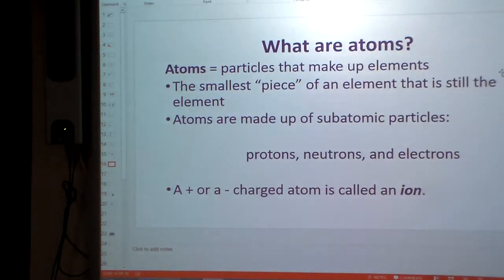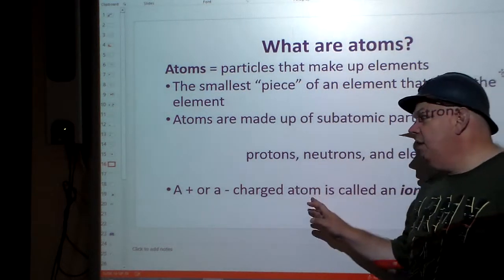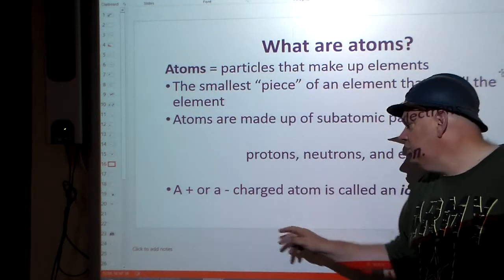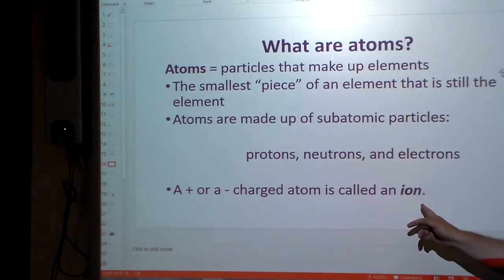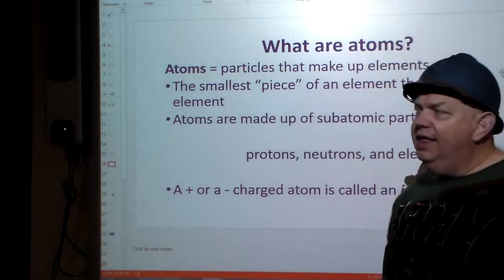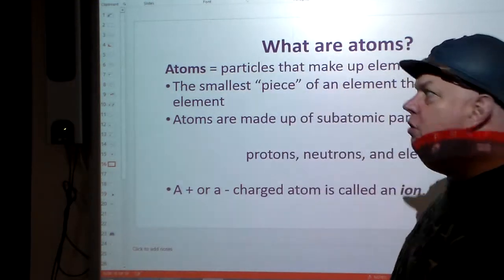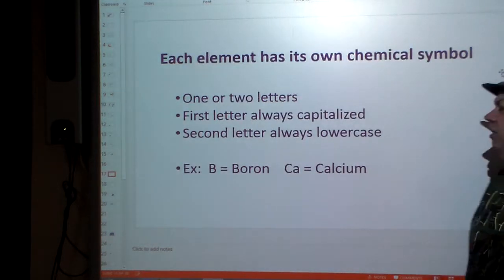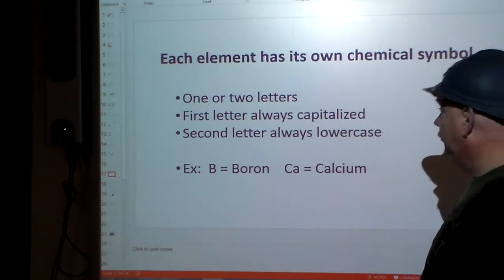All right. So when we have an atom that has a positive or a negative charge to it, that's what we call an ion. Now, we'll get into that later. This is just looking at the big overview of how we classify matter. Okay? Now, the thing is, every element has its own chemical symbol.